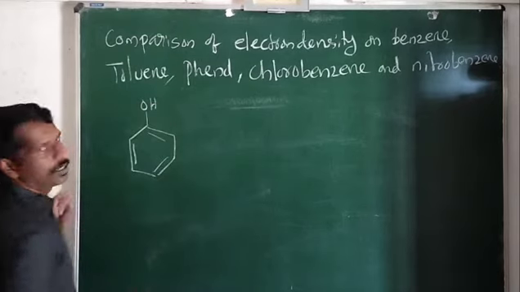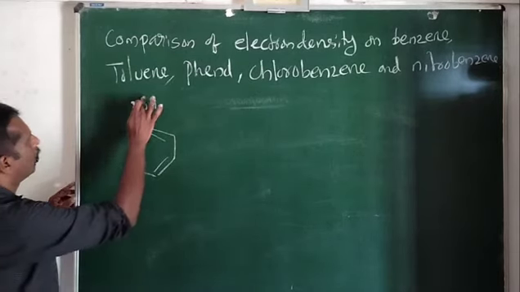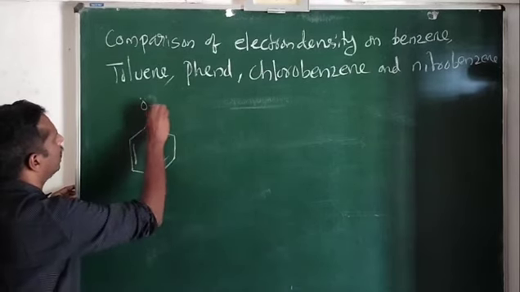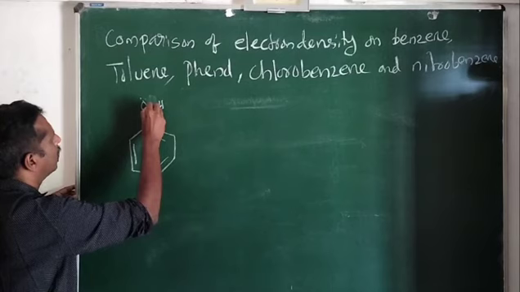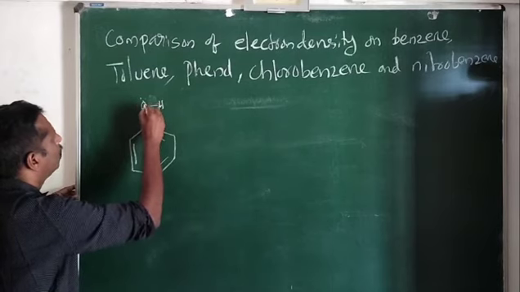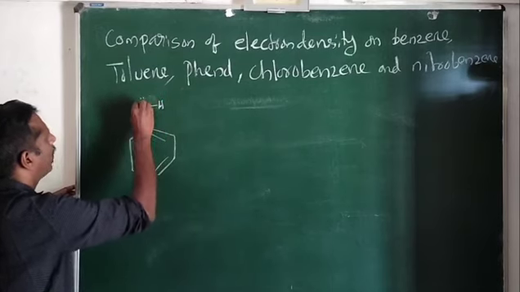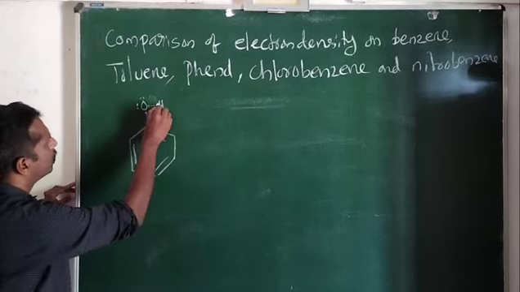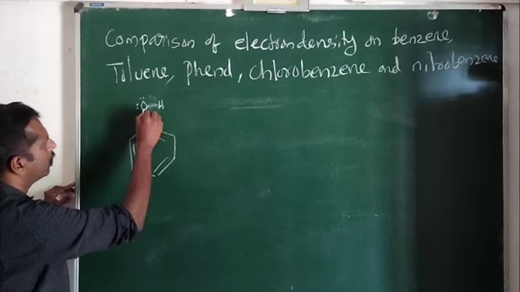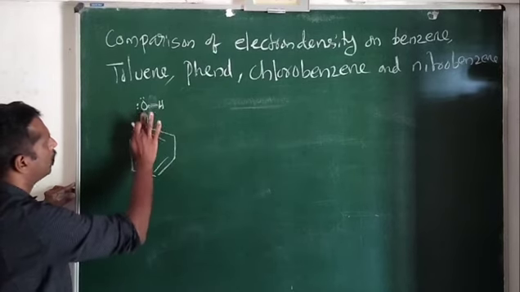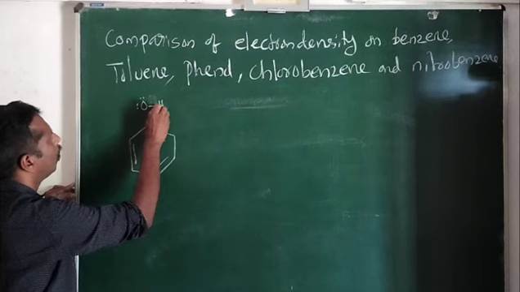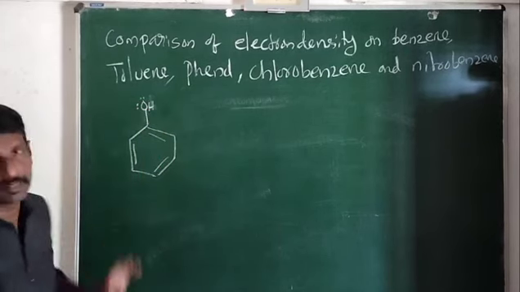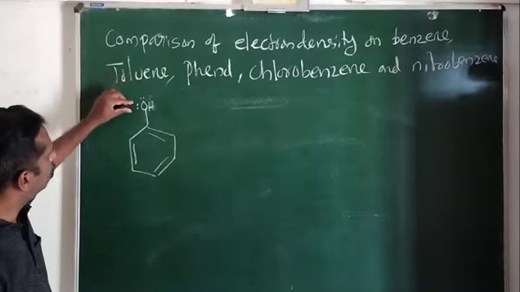Now we know that in phenol, oxygen has lone pair electrons. The outer electrons of oxygen are 6: 1, 2, 3, 4, 5, 6. One electron is used for making the OH bond, and another electron is used for making the OC bond. So the remaining are 2 lone pairs. Here it is OH, and here is this bond. This is phenol. Phenol has 2 lone pairs of electrons.